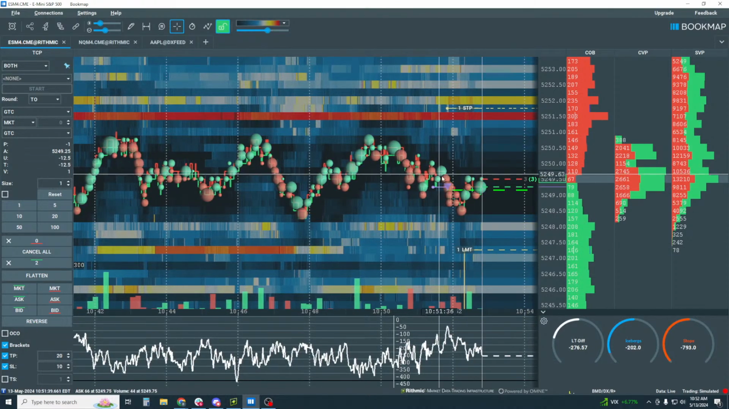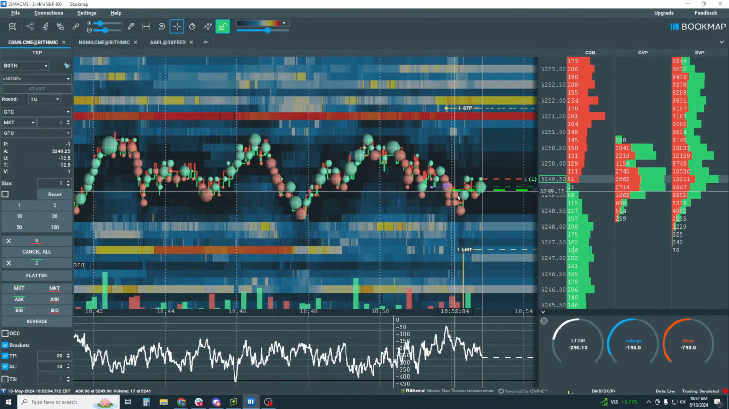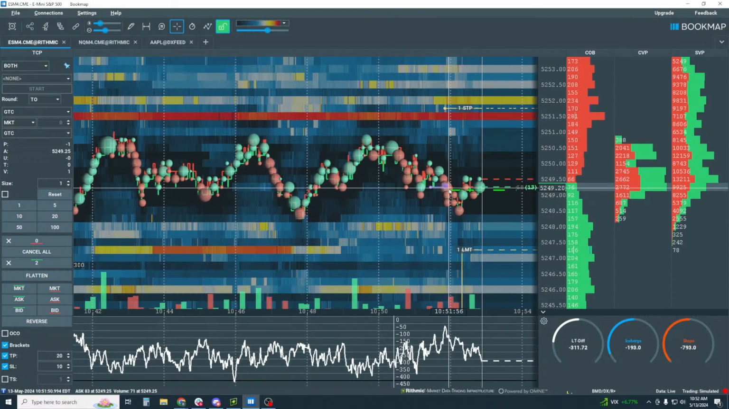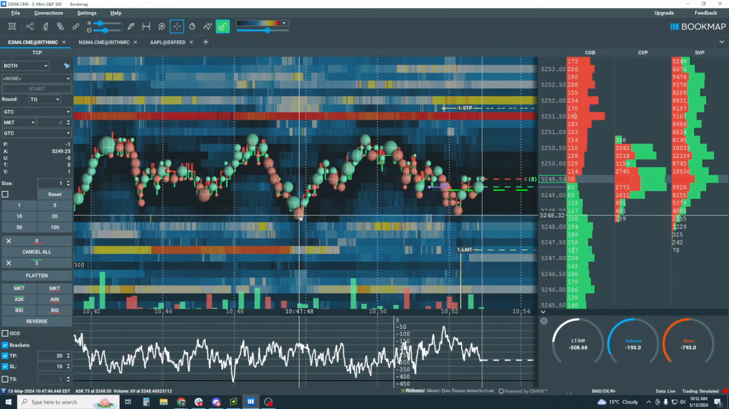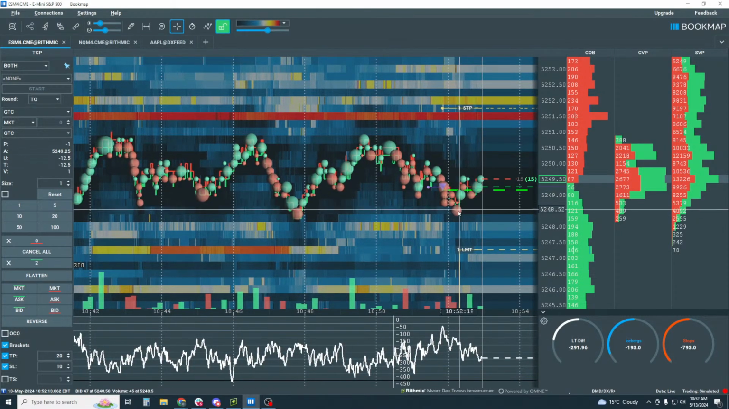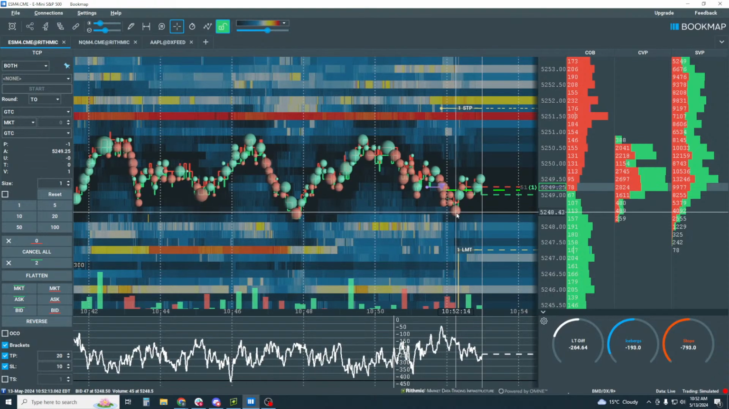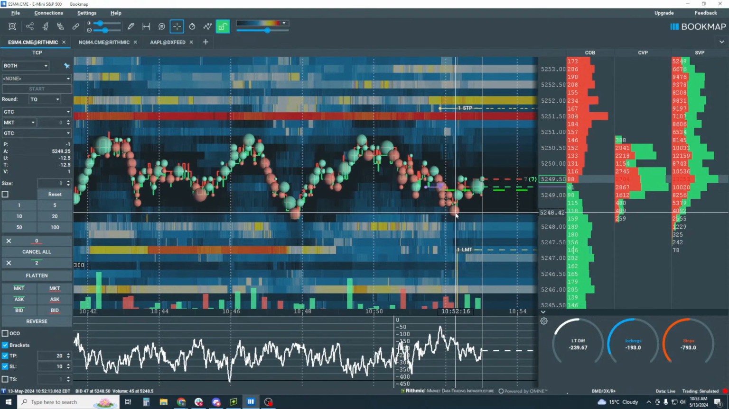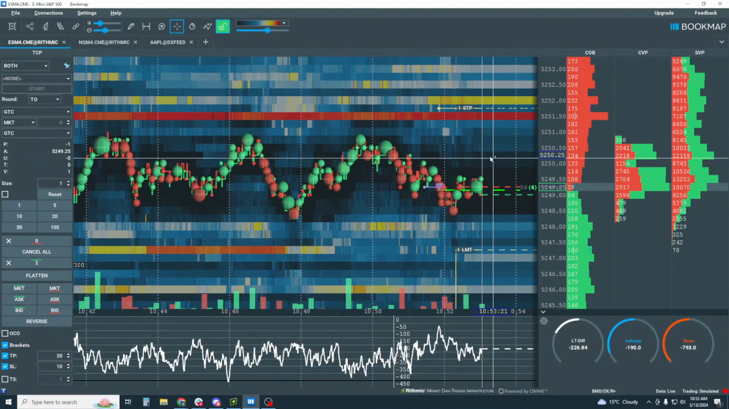So let's go through. Well, first off, we didn't have a whole lot of criteria for the setup, but we're looking for the move to the bottom of the range. That has already unfolded. We just didn't get a break of the bottom of the range here. Okay, so we'll see if we get that or not.